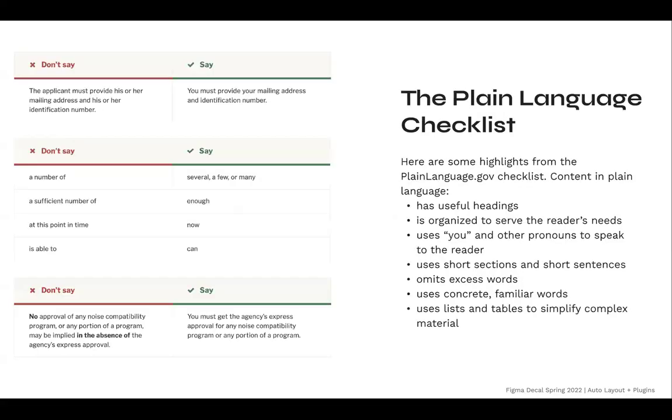So here's a little checklist that somebody found on the internet, I guess. And it's how to help you write out content in plain language. It has useful headings. It's organized to serve the reader's needs. It uses you and other pronouns to speak to the reader. Short sections, short sentences, no excess words, concrete and familiar words, and it uses lists and tables to simplify complex material. I don't know about y'all, but if I'm reading something, the biggest text is what's going to stand out to me, and then having lists helps me break down what exactly the content is talking about without having to read 5 paragraphs about some really dense information.